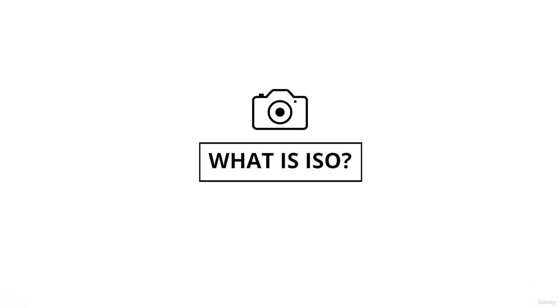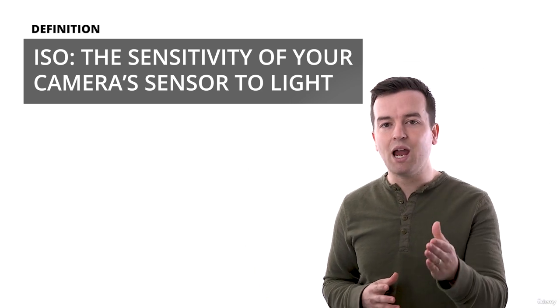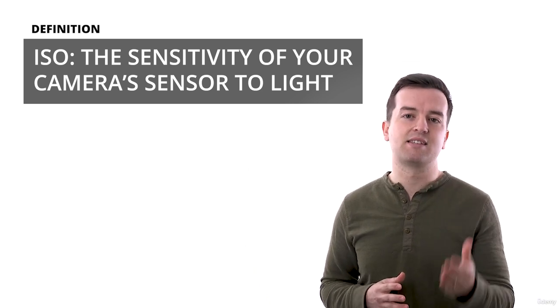In this lesson, you'll learn what ISO is and how it affects exposure. ISO, spelled I-S-O, can be pronounced "ISO" or "ISO", and depending on where you are in the world, you might hear both, and both can be used. ISO is the level of sensitivity of your camera to the light that hits the sensor.